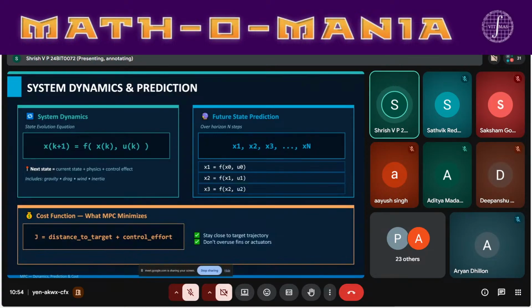Now we will see what a cost function is. The cost function is what the MPC tries to minimize. It includes two main parts: the distance to the target plus the control effort. So the system tries to stay close to the desired trajectory and avoid excessive control actions. Putting it all together, the process is using dynamics to predict motion, evaluate future paths, and choose the one with minimum cost.